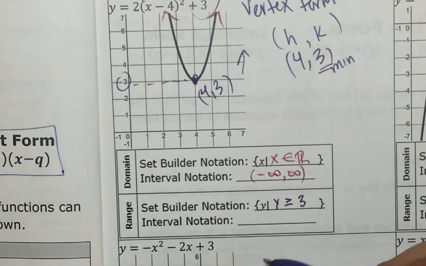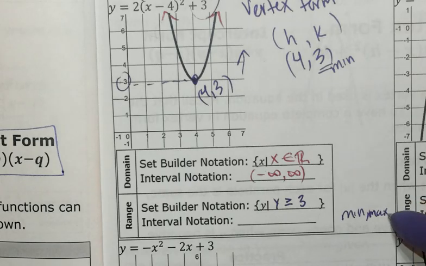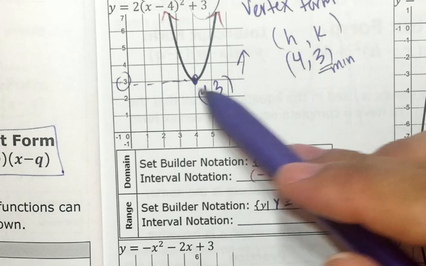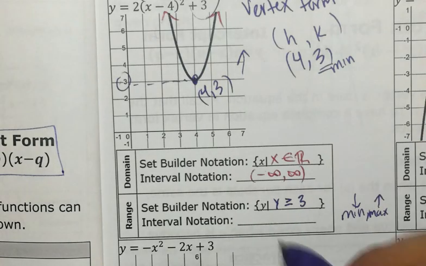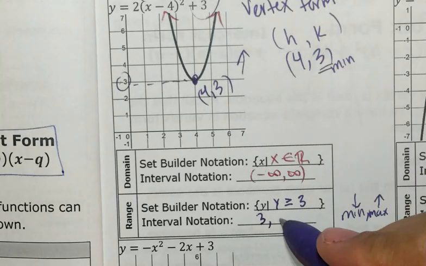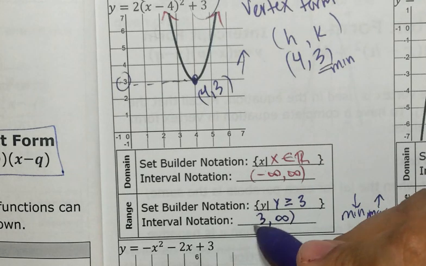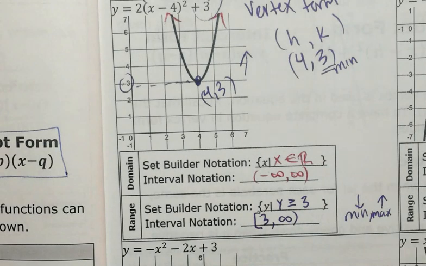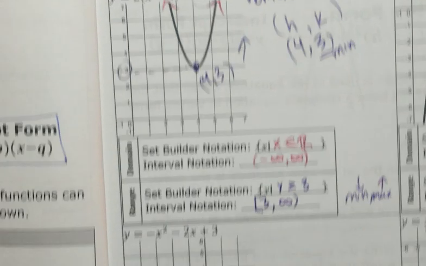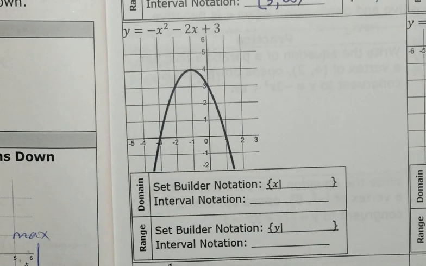And then the interval notation, we're still writing as minimum, comma, maximum. Minimum meaning the lowest, maximum the highest. The lowest is your minimum, so that's 3, comma. Your highest is infinity, it's going up forever. So parentheses on infinity, bracket on 3. Okay, let's try another one. This one is written in standard form.